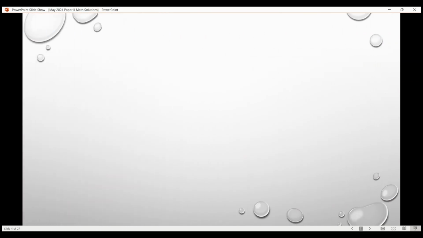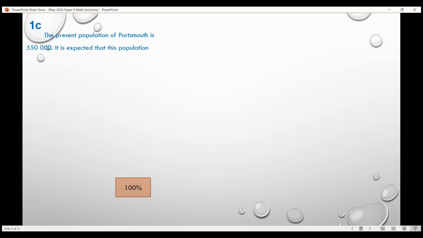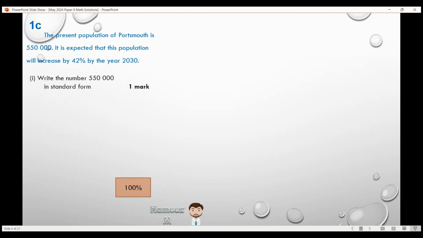Let's move on to the next part, where in number 1C, the present population of Portsmouth, and we'll consider the present population to be 100%, is 550,000. So it is expected that this population will increase by 42% by the year 2030. So it's going to get larger. So we know 100% is 550,000, that's present day, and it's going to increase by another 42%. Write the number 550,000 in standard form.